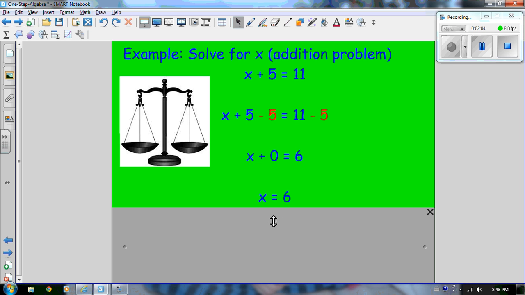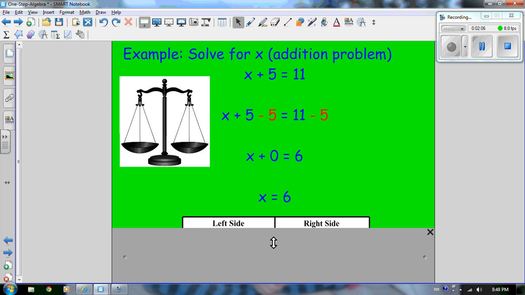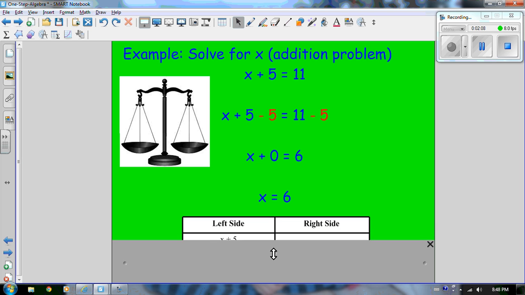Now, to check our answer, we're going to go back and we're going to do a left side, right side check. We're going to rewrite the original equation. So on the left side, we have x plus 5. In a minute, you're going to see the 11 on the right side. You don't use the equal sign here.